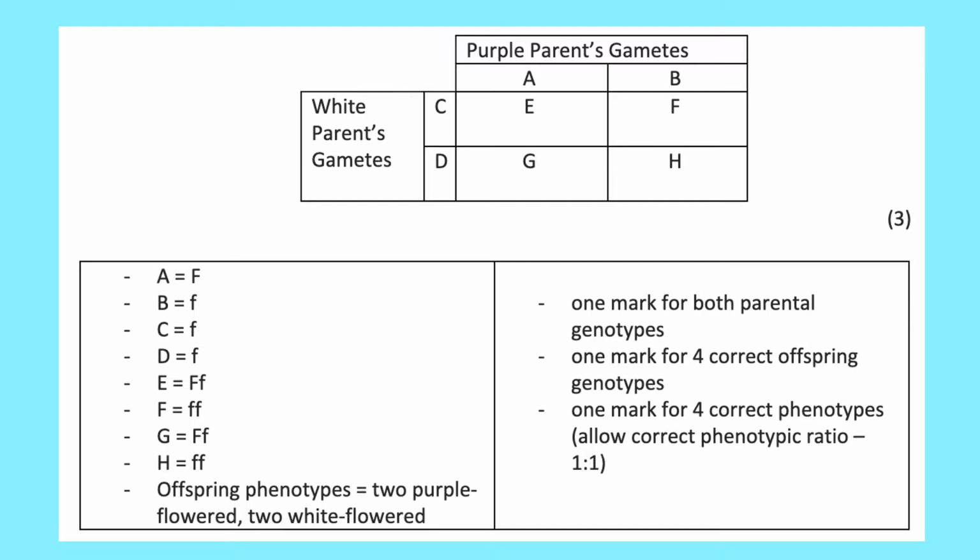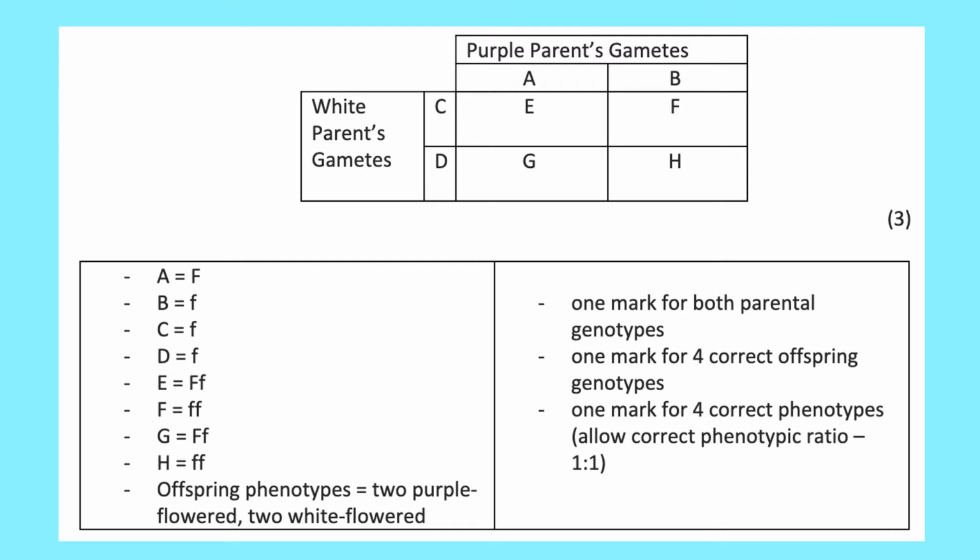Finally, you've got to make sure that you read the final part of the question, which is state the phenotypes in the offspring. So when we're looking at the phenotypes, we need to know from our key definitions that that's the physical appearance of the plant. So for E, which was capital F, little f, that is a heterozygous individual. Now, because the capital F allele is dominant, so the purple allele is dominant, E will be a purple flower.